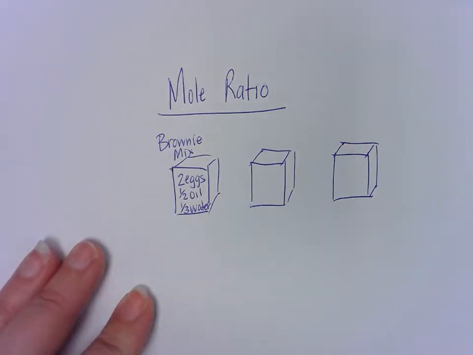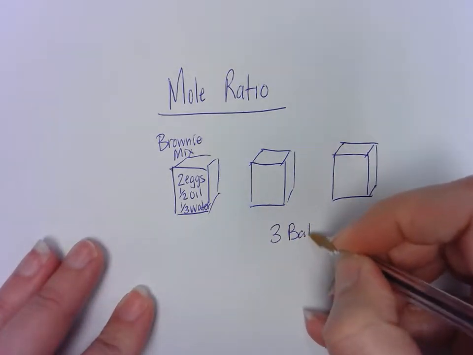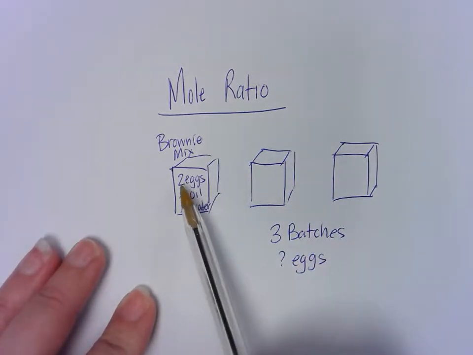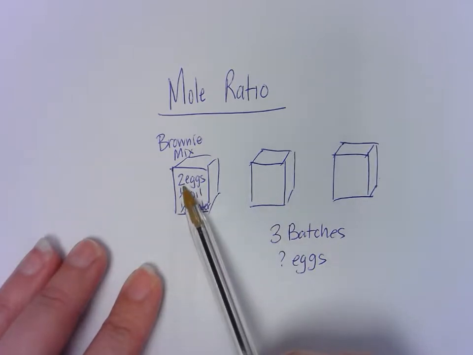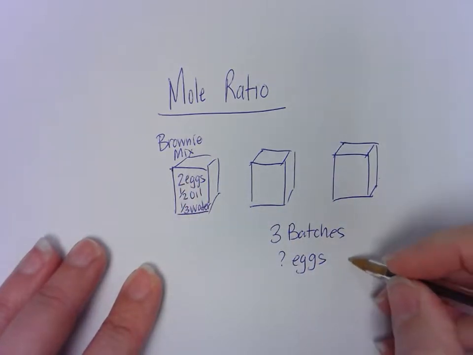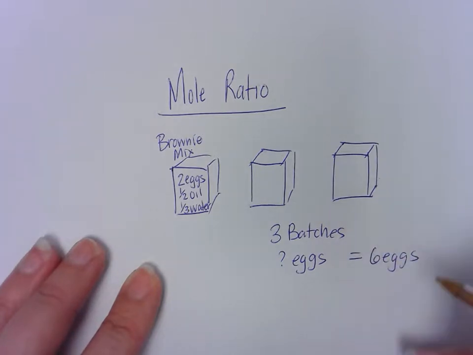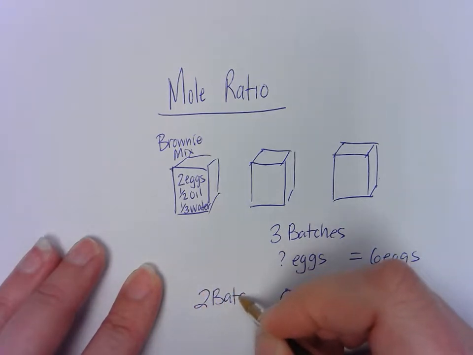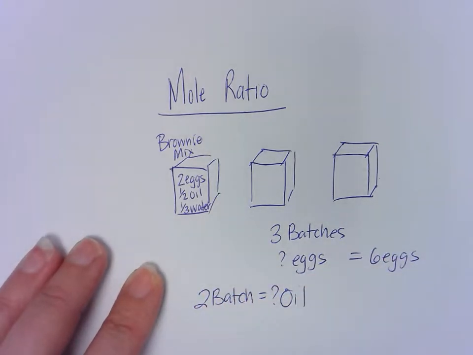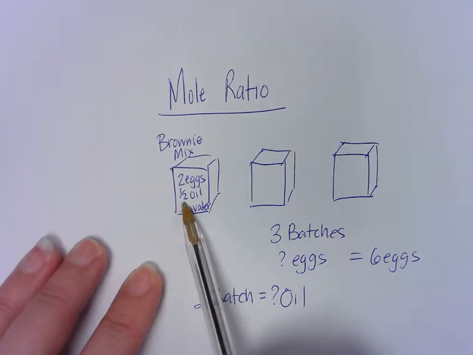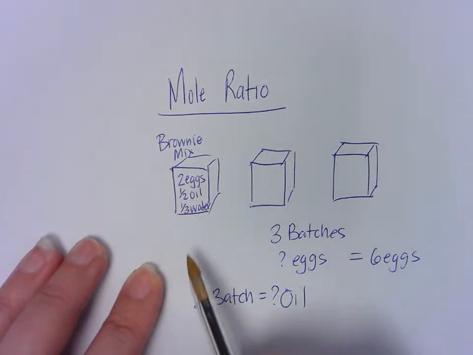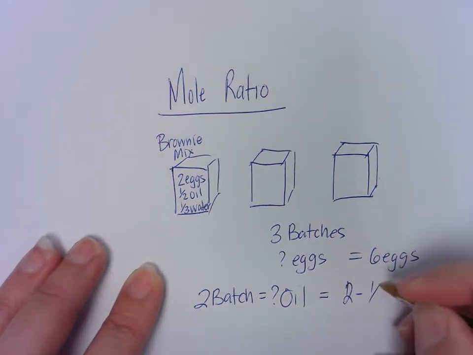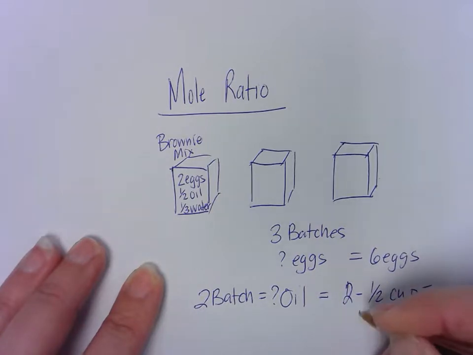And I asked you, if we were making 3 batches, how many eggs would we need? And so some of you were able to say, okay, well, 3 batches, each batch contains 2 eggs, so then there would need to be 6 eggs. And we could do the same for the oil. If we were making, let's say, 2 batches, and we wanted to know how much oil we would need, we would look back here. Well, each batch is 1/2 cup of oil, and if we were doing 2 batches, we multiply that by 2, and we would need then 2 1/2 cups, which would be 1 full cup of oil.